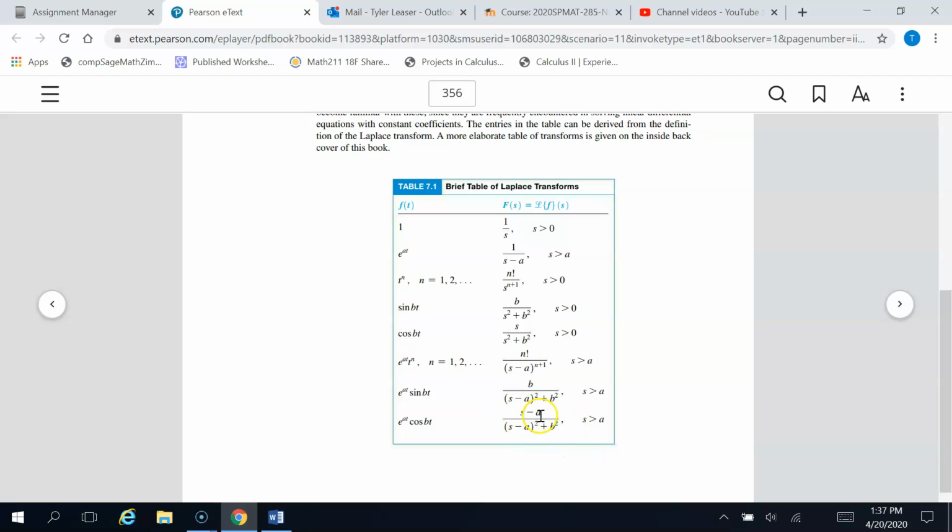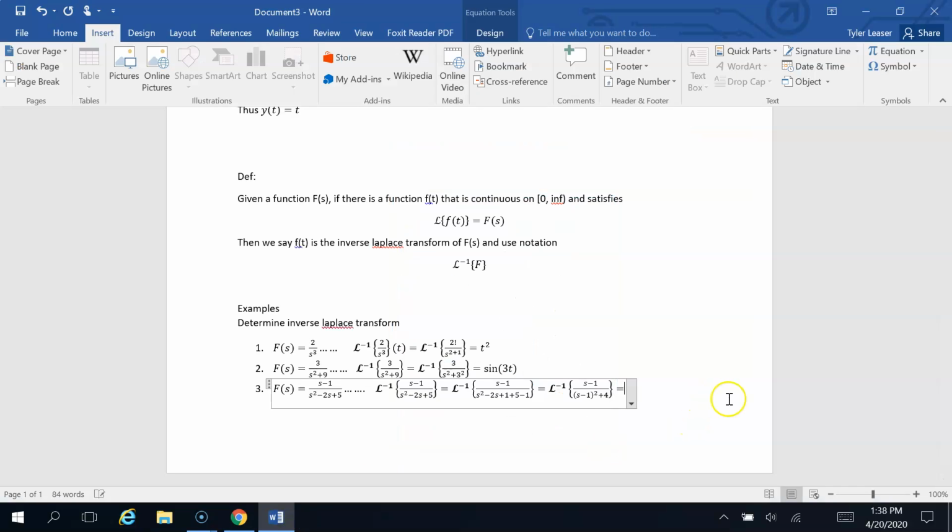S minus our a value is going to be 1, plus, this was a 4 in our example, so we're going to have to take the square root, which is going to be a 2. So it's going to be e to the 1t times cosine of 2t. And we just write that out. So e to the t cosine of 2t as our final answer for the inverse Laplace transformation. All right, we're going to do a couple more examples of this after we look at some theorems here in the next video.